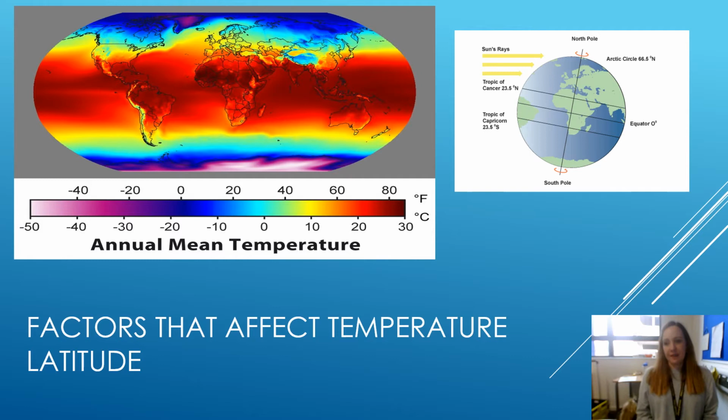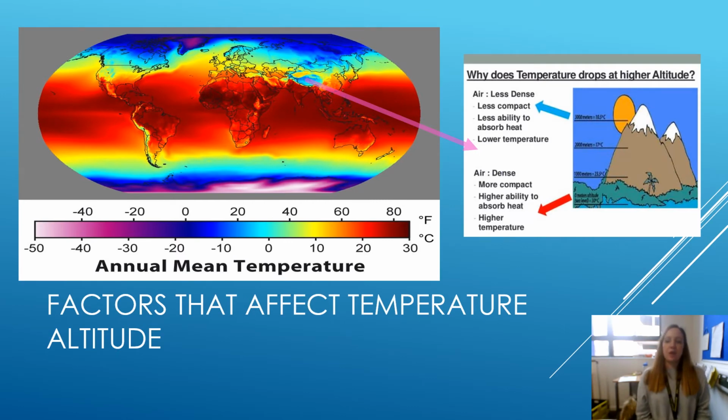And so there are lots of different factors. But generally, the pattern is the closer to the equator you are, the hotter the temperature. The further away from the equator you are, the cooler the temperature. And that factor is called latitude. So latitude is the distance from the equator.